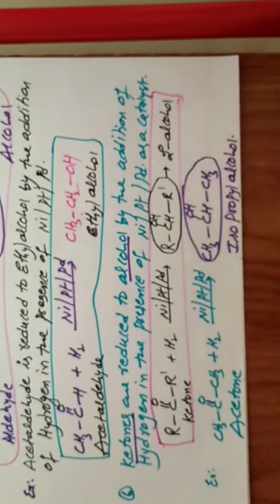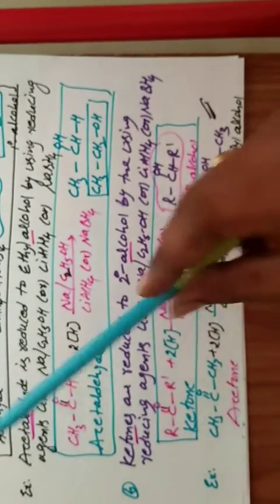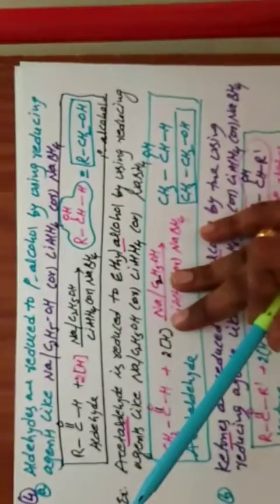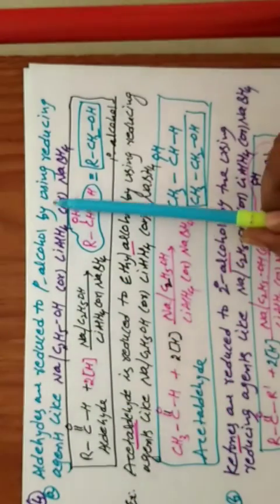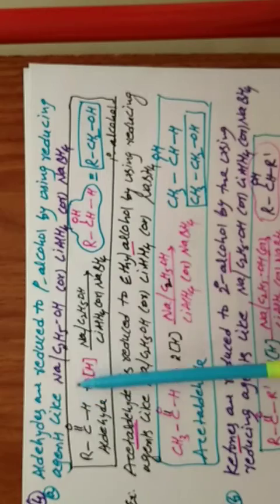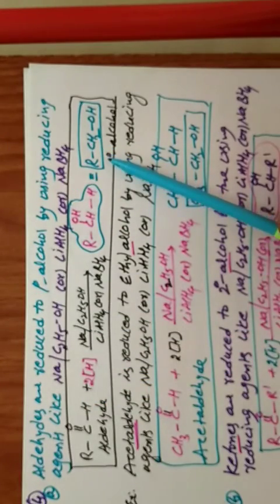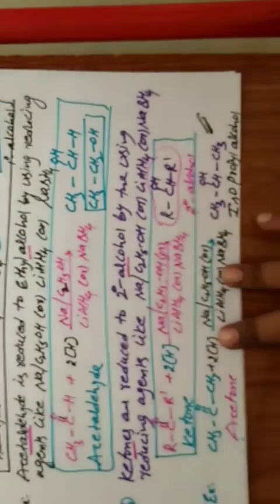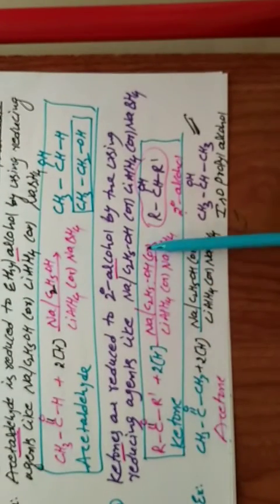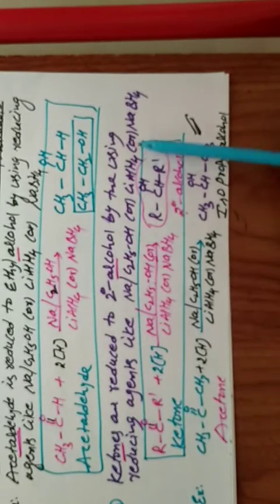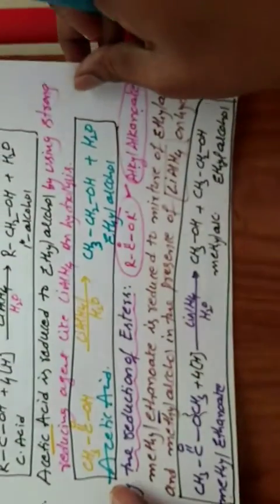So next, we will go to the next one, fourth reaction. Aldehydes are reduced to primary alcohol by using other reducing agents. So here also we can get primary alcohol in the case of aldehyde. Ketones are reduced to secondary alcohol by using other reducing agents. So next, carboxylic acids.